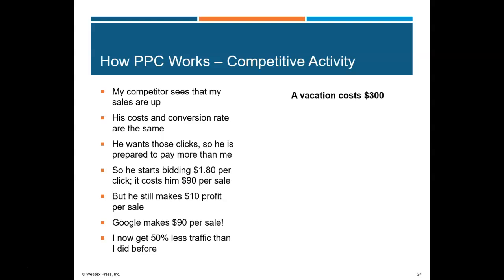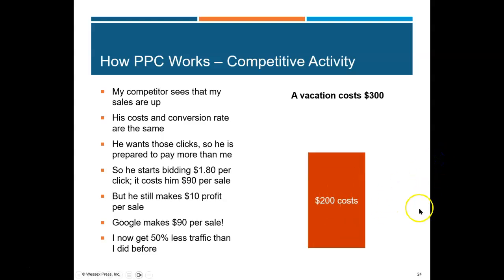How does PPC work: competitive activity from competitors. My competitor sees that my sales are up, his cost and conversion rate are the same, he wants those clicks, so he is prepared to pay more than me. So he starts bidding $1.80 per click. It costs him $90 per sale, but he still makes $10 profit per sale. Google makes $90 per sale. I now get 50% less traffic than I did before.